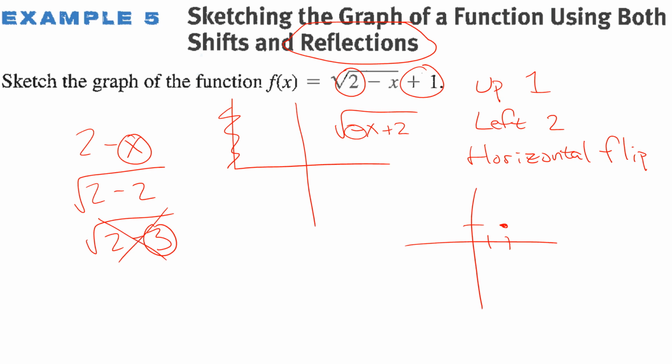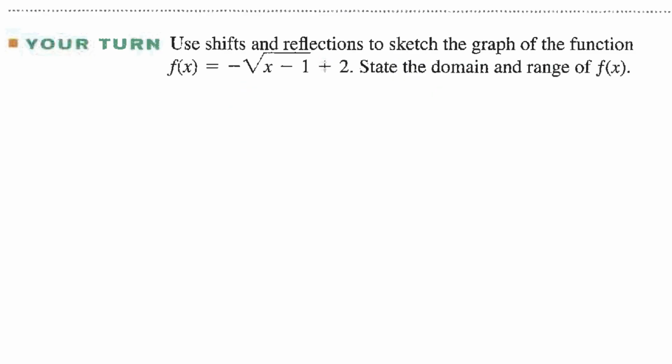So the key here is that what we really did is we went up 1, left 2, and then we flipped it over. So we ended up over here. Right? So we're going to look like that. For these tough ones, until you get good at it, plug it into Desmos and see what it looks like, or plug it into your graphing calculator. All right, so give it a shot. See if you can use shifts and reflections to sketch this, and then tell me the domain and the range.